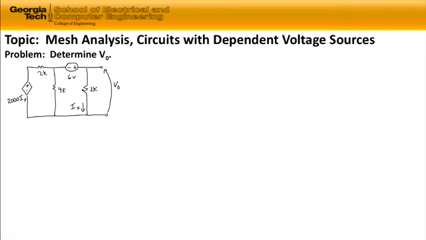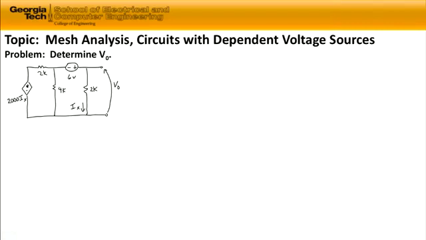We see that we have a current-controlled voltage source as our dependent source. And the current that controls this voltage source is the current that flows down through the 2 kilo ohm resistor on the right-hand side of the circuit. So that current controls the voltage level at the left-hand side of the circuit.